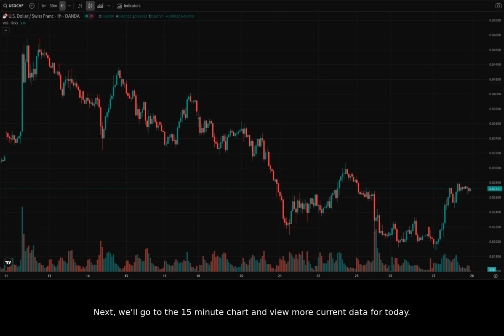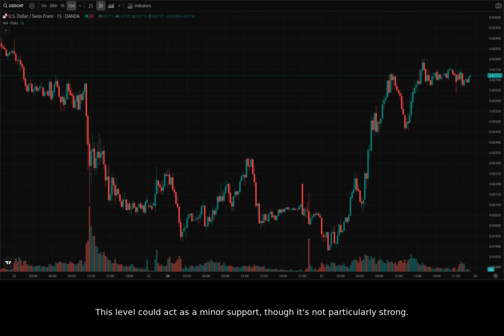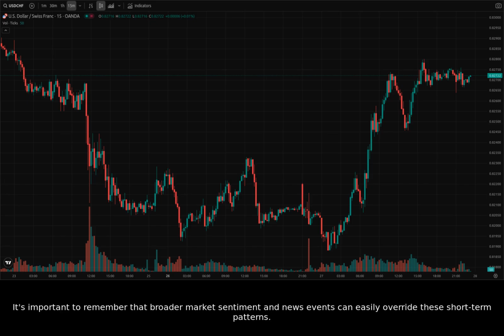Next, we'll go to the 15-minute chart and view more current data for today. Looking at the 15-minute chart for today, May 27th, 2025, we can see a very small gradual downtrend, with prices hovering around 0.82. This level could act as a minor support, though it's not particularly strong. It's important to remember that broader market sentiment and news events can easily override these short-term patterns.